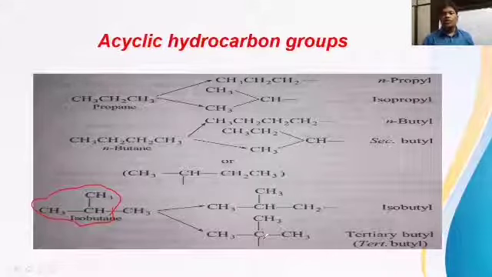So tertiary butyl group, isobutyl group, secondary butyl group, normal butyl group, isopropyl, and N-propyl. N-propyl means normal propyl. So these are different types of acyclic hydrocarbon groups.